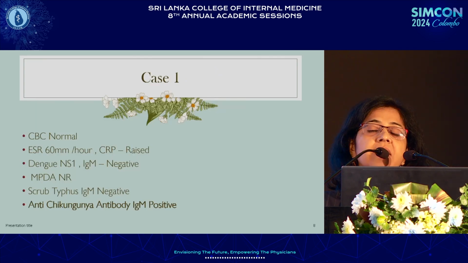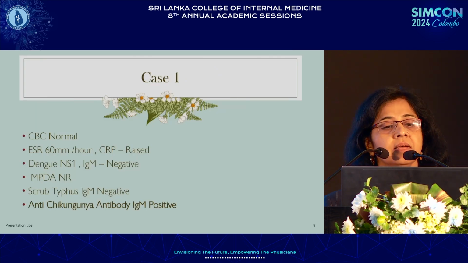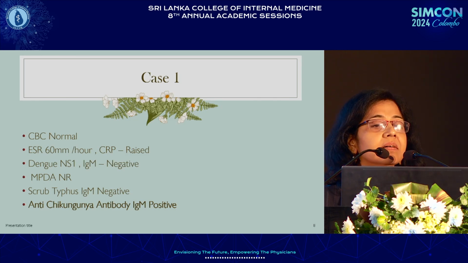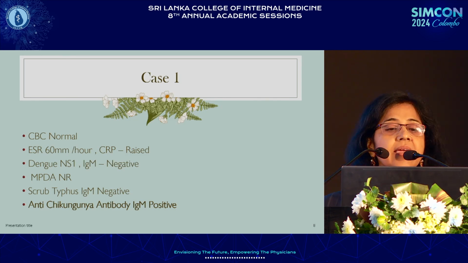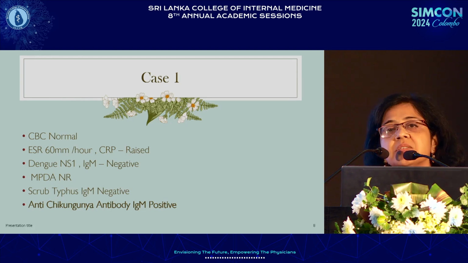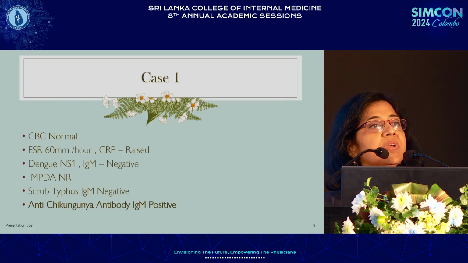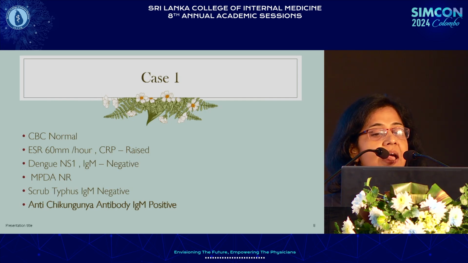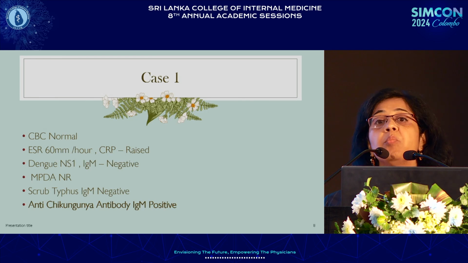So, what did we find when we investigated our case? Her complete blood count was normal, but the ESR and CRP were raised. When we did the dengue and the malaria tests, they came out to be negative. The scrub typhus IgM antibody was also negative. Now, because chikungunya has become endemic in our country in the last few decades, we then did a serology for the chikungunya infection. Anti-chikungunya IgM became positive.